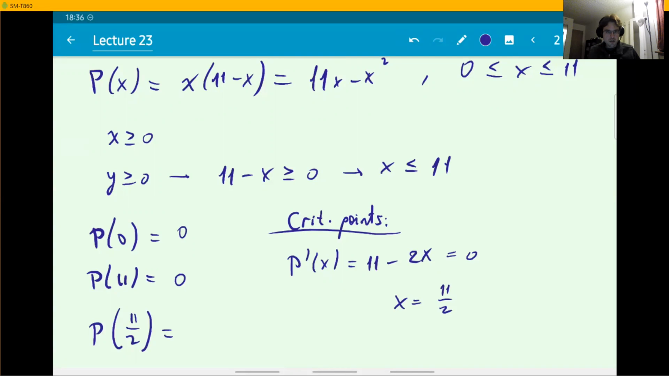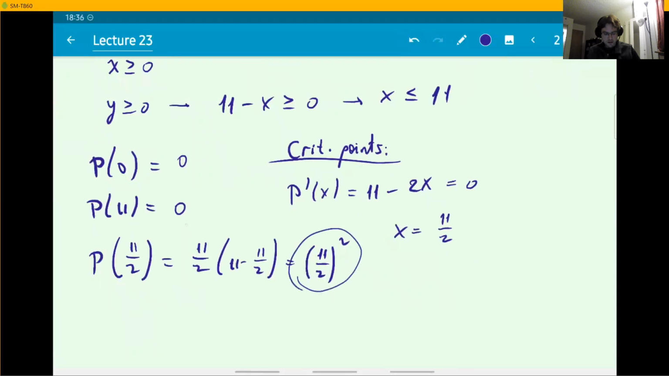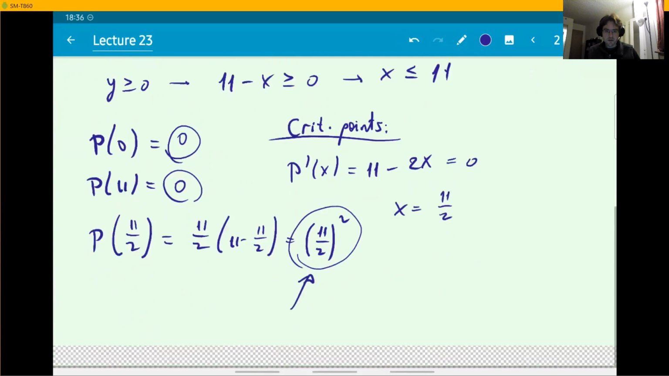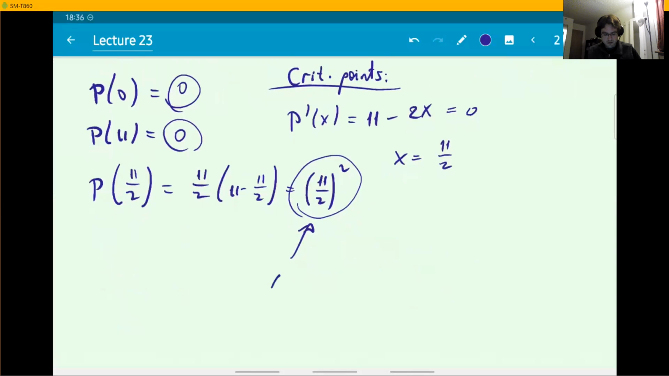What is that? Just look, for example, in this expression, x times 11 minus x. This is going to become 11 over 2 squared. Those are all the values that we can find. That could be global max and global min as well. But the problem is about global max. Which one is the largest? This one. This is the largest possible product. That's the answer.